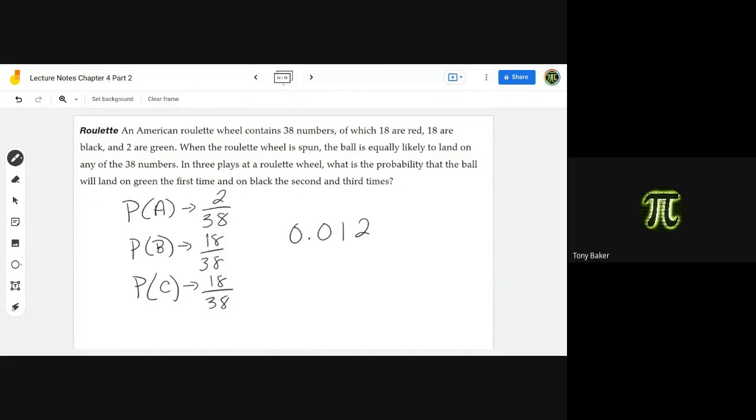Now if I change that to a percent, so we can think about it in terms of percent, it's a 1.2% chance. Okay. So it's getting pretty low, but it's not 0.